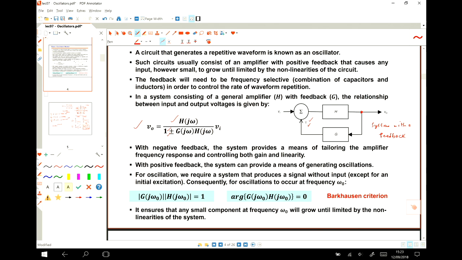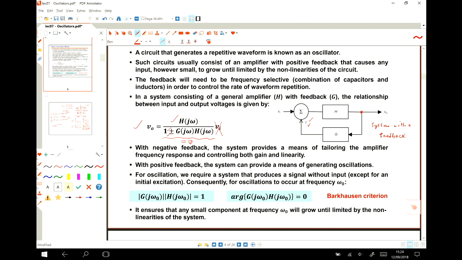To make this system an oscillator, it means that we should not have any V in. I mean, a system without any input is going to generate a signal for you, start oscillating and generate a signal for you. So we assume that there is no V in. And then this condition can generate a signal when the denominator equals 0.